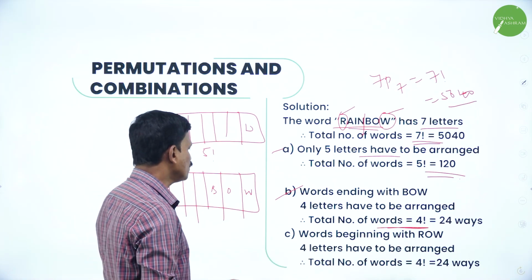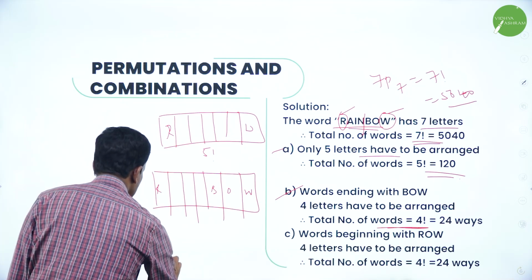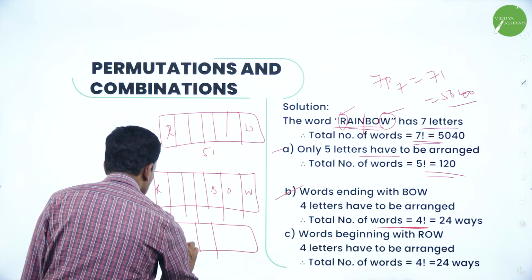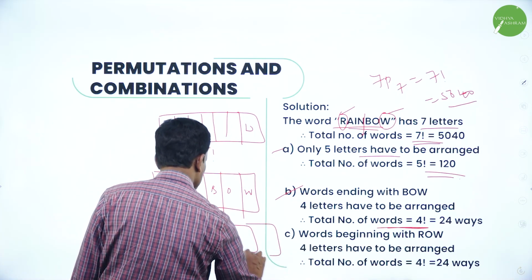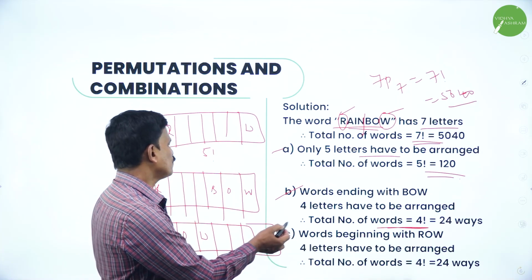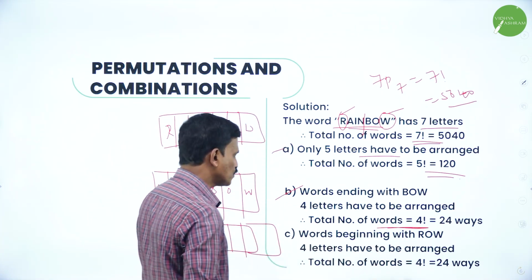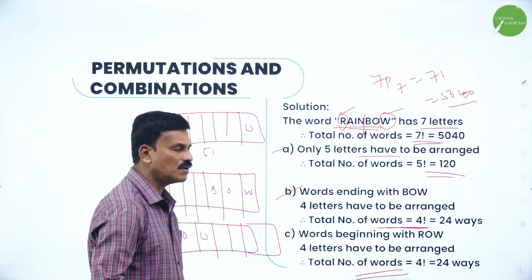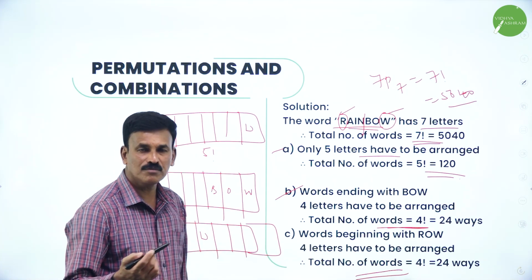Now move on to the third one. What is the third condition? Words beginning with ROW. The words begin with ROW and the remaining 4 letters have to be arranged in 4 factorial ways. That's equal to 24 ways. That's it. This is how we are going to solve. Very important for 3 marks.